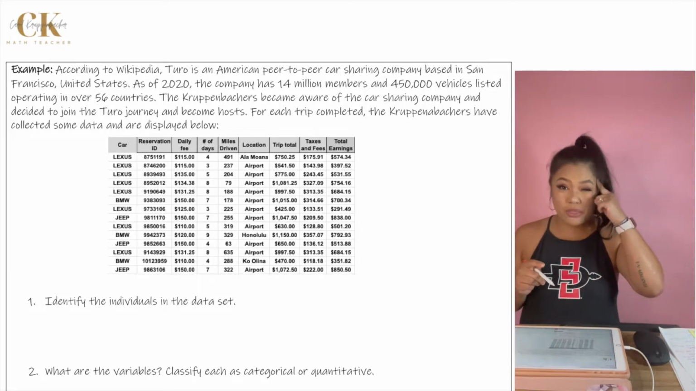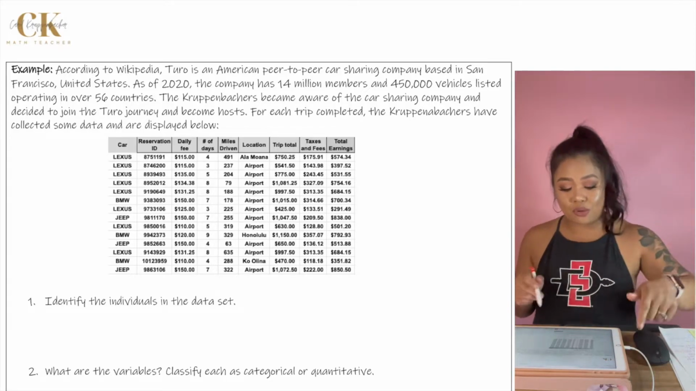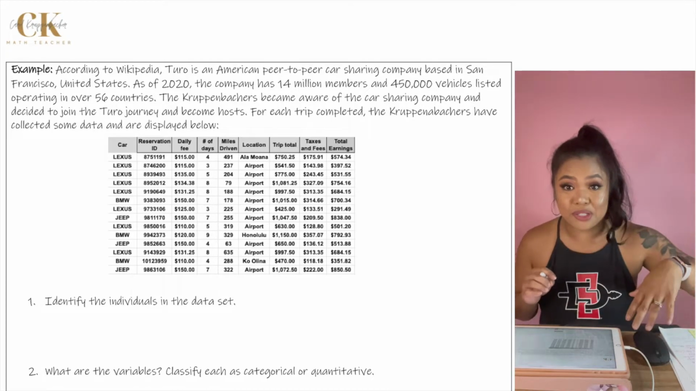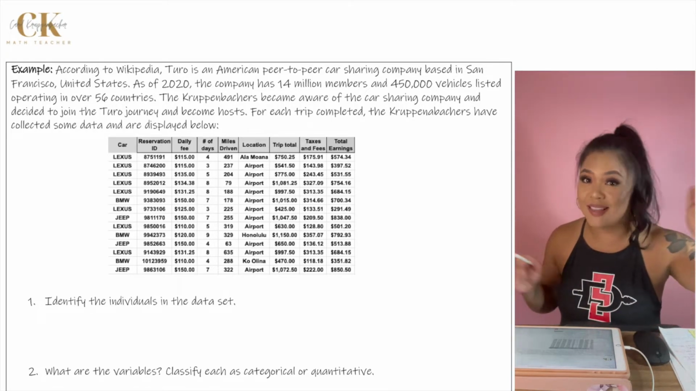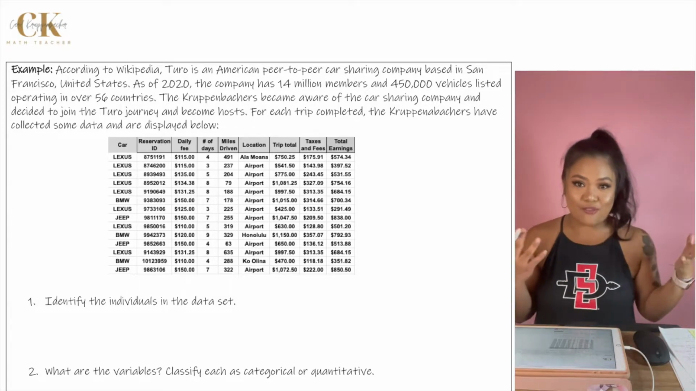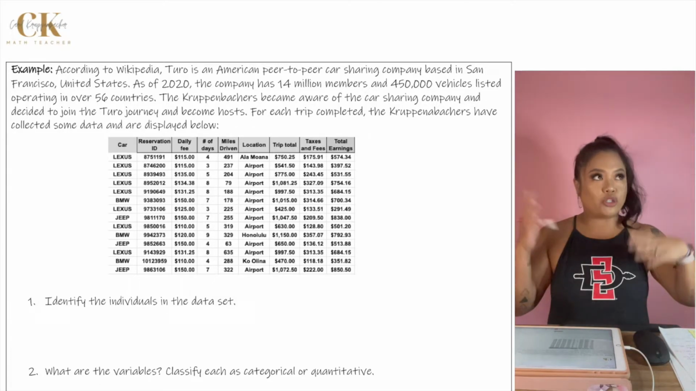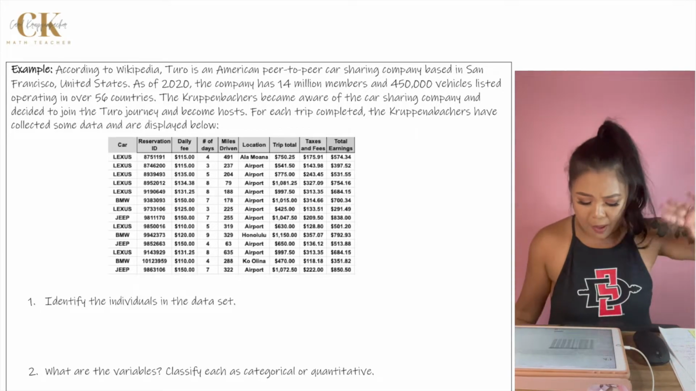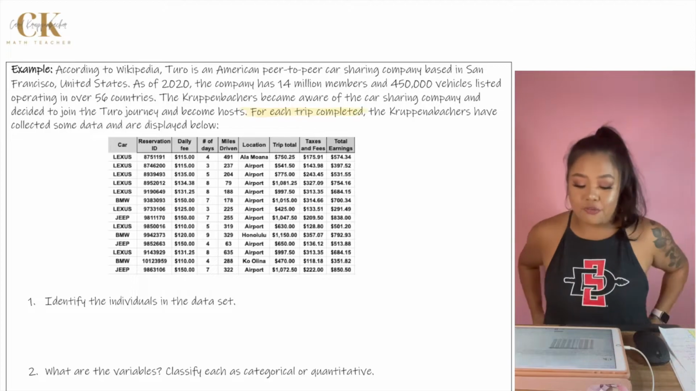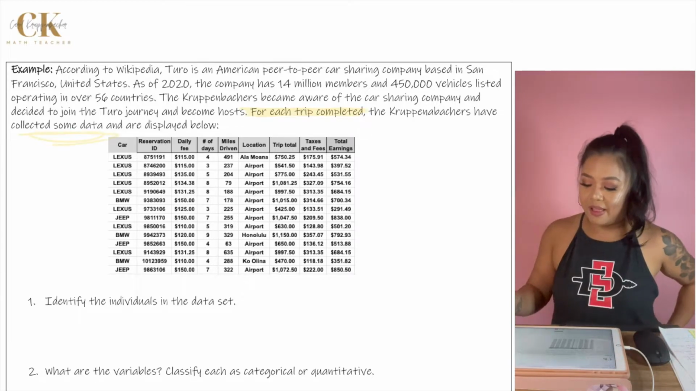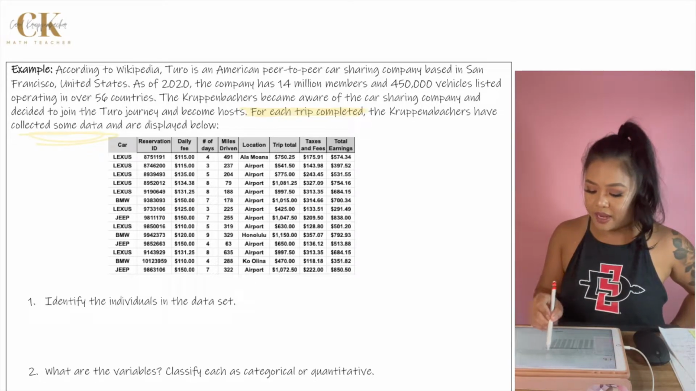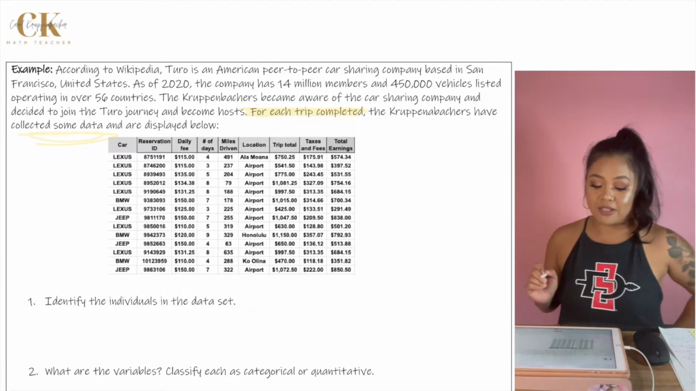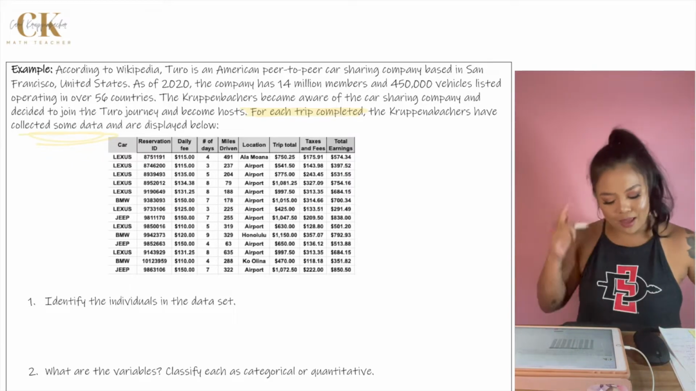Okay, so that's one thing that I want you to know. When you're reading the story, it's telling you what the story is about. There was a lot of fluff in the beginning, and I put numbers in there on purpose because that's what us teachers like to do. We like to give you distractors. So the whole story is about me and my husband renting our cars on Turo. Everything else, all that mumbo jumbo, was pretty much like nonsense. For each trip completed, it's telling you for each trip, that's what I collected data on. Okay, it says the Kruppenbachers have collected some data and are displayed below. So each trip, okay, keep that in mind.